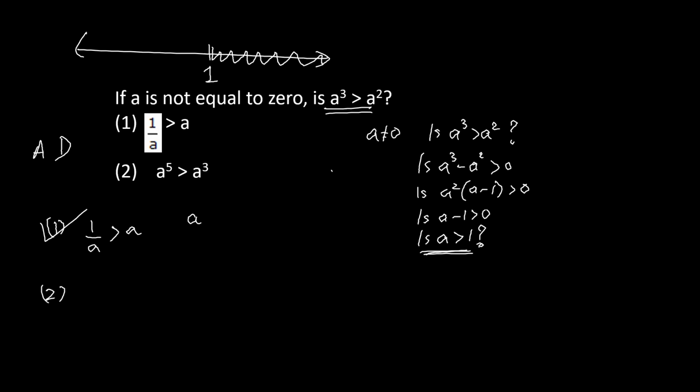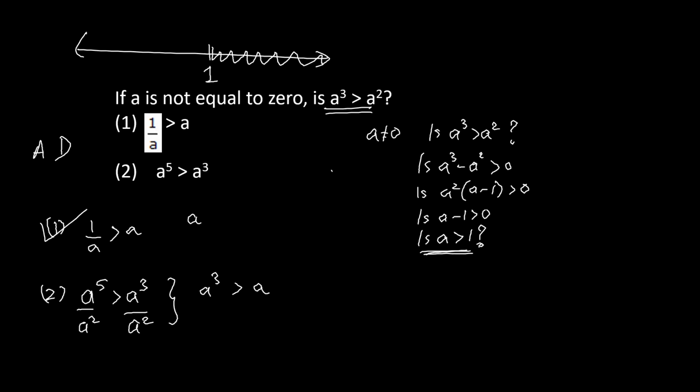Now let's move on to statement 2. Statement 2 says A to the power 5 is greater than A to the power 3. Now, since I know that A is not equal to 0, I can divide this at least by A square, and I can remove the complex powers out of it, because A square is going to be a positive number, and dividing by positive numbers on both sides does not change the signs. So basically what the statement is saying is that A cube is greater than A.